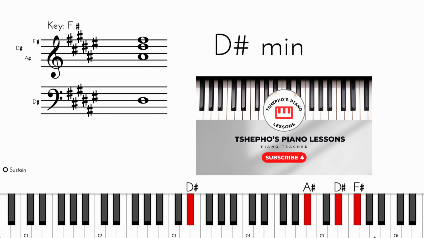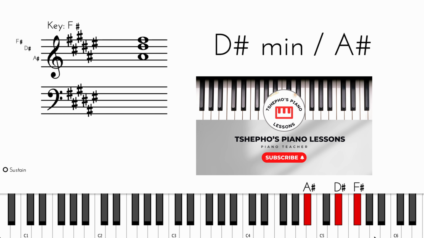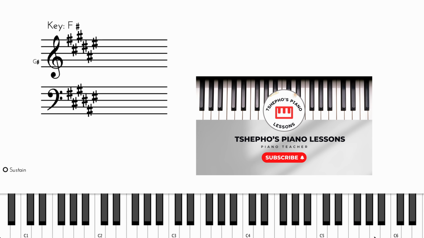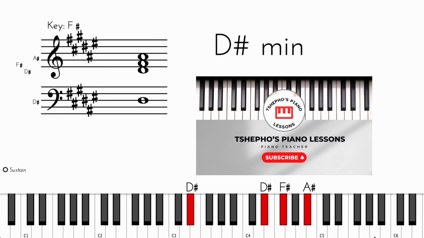Most of us have probably been using this second inversion a lot, especially when playing songs like "We Give You" or "Glory." We've been using this a lot. So the root note, first inversion, second inversion.